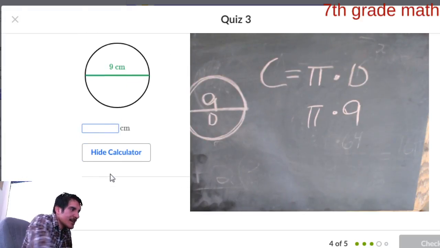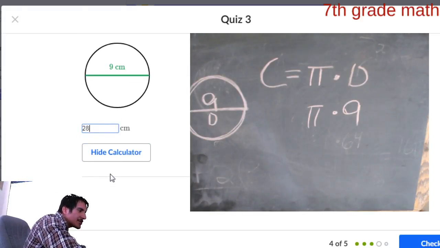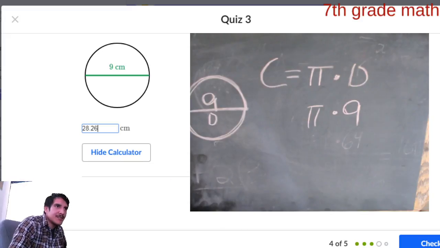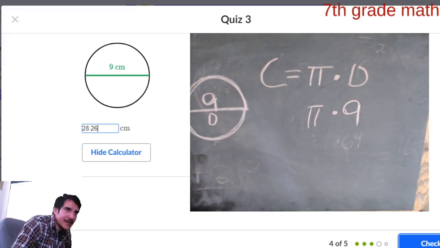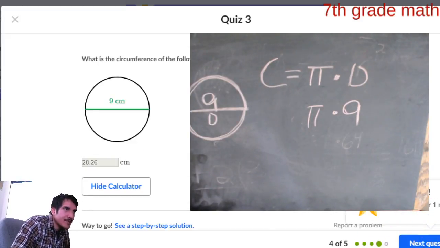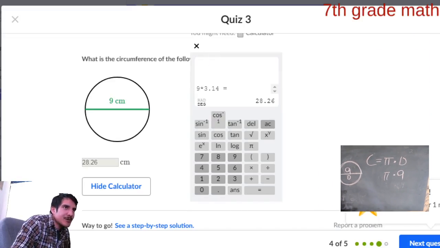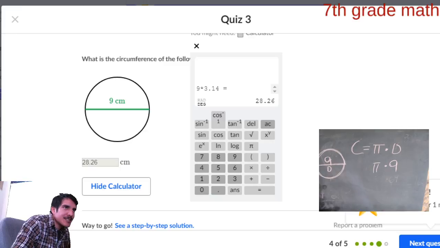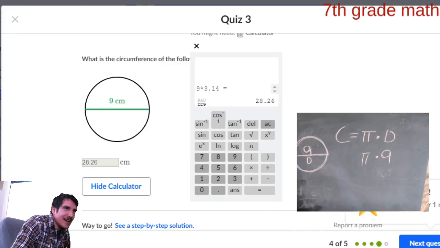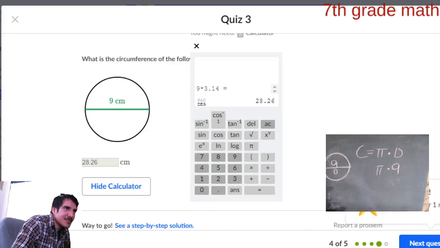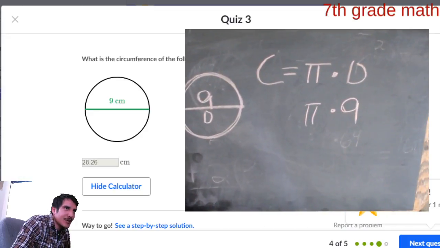28.26. So that means that all the way around the circle, the circumference is 28.26 centimeters. Okay, I'm going to hit check. Hooray. Oh, you guys didn't even see it. My calculator was right there. 9 times pi is 28.26. So the calculator is right there. You can use the calculator as well.